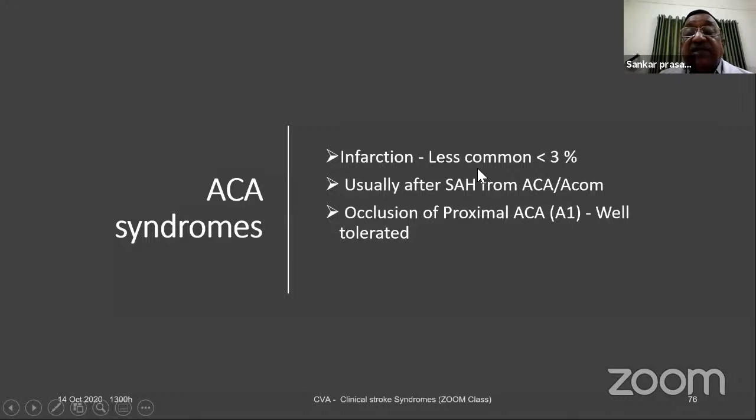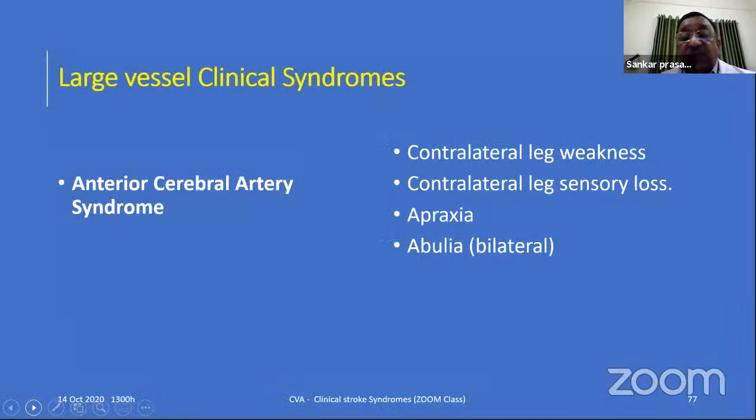Infarction is less common, usually occurring after SAH, subarachnoid hemorrhage, from the anterior cerebral artery and anterior communicating artery. Occlusion of the proximal ACA is well tolerated because there is a dual supply from both sides. So what happens in this? As we learnt earlier, leg weakness is more than face and arm, because of the homunculus, you remember, the leg is on the medial side.